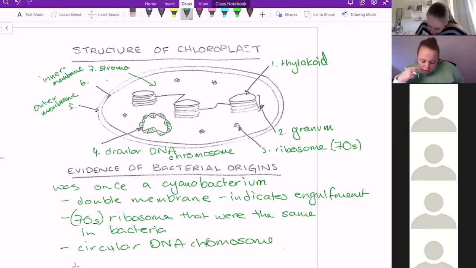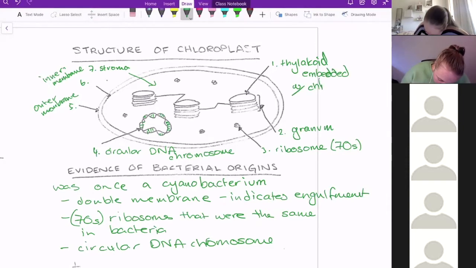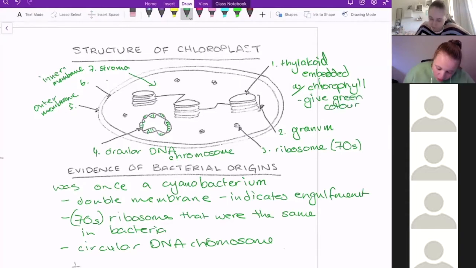Okay, now embedded in those thylakoids, those stacks, number 1, so a thylakoid is one of those discs, and a granum is the word, so number 2 is the word for a stack of discs. And embedded in them there is a pigment. The pigment in a green plant is chlorophyll. In these thylakoid membranes, the chlorophyll is the thing that actually gives the green color. Chlorophyll absorbs the red and the blue wavelengths of light, and it reflects the green, and that's why we see plants as being green.